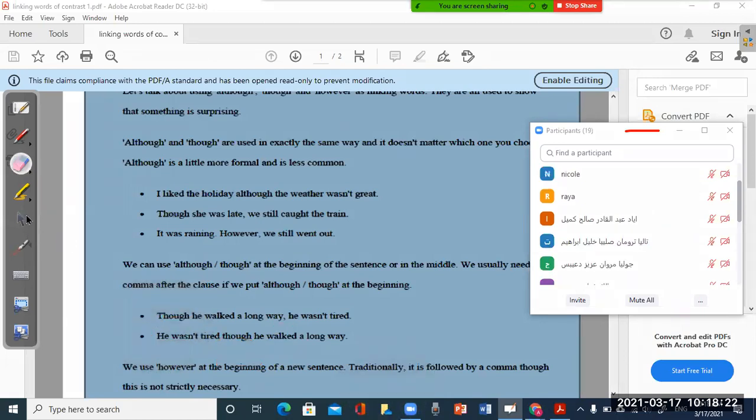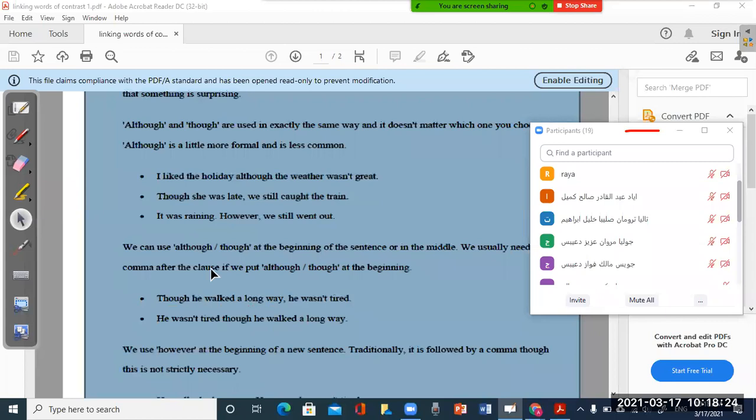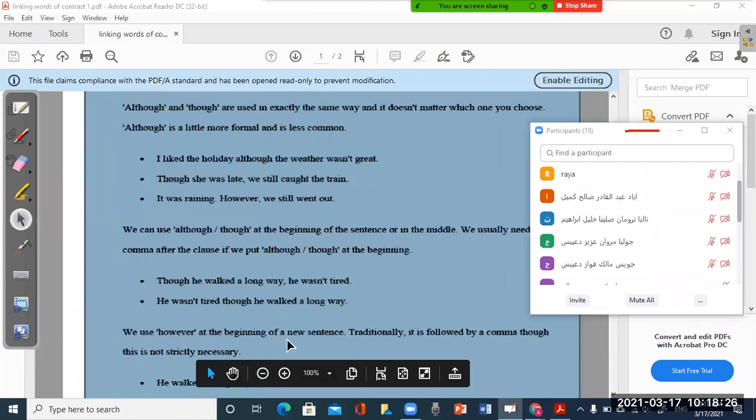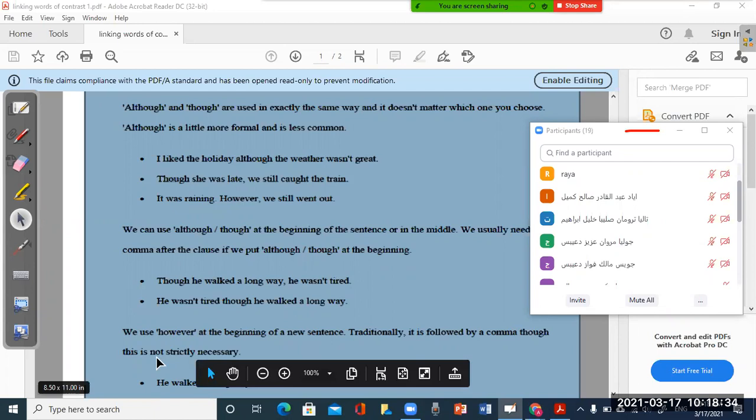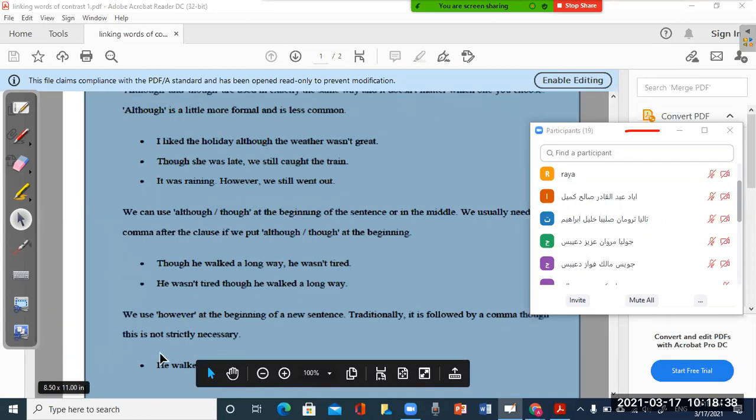Okay. Now, we use however at the beginning of a new sentence. So between two sentences, traditionally, it's followed by a comma, though this is not strictly necessary. And you don't need to use the comma every time. You can leave it out. So, Sally, the next example.